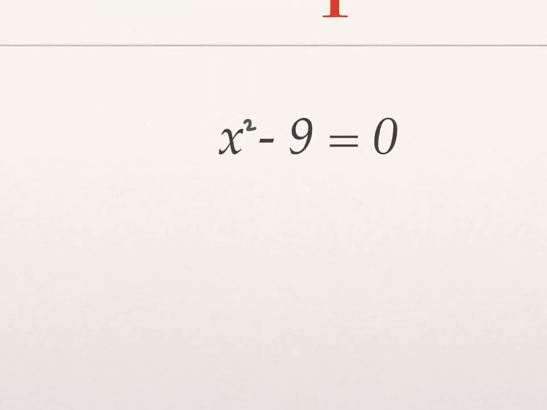We only have two terms here. If x squared is a perfect square, and 9 is a perfect square, what do we do?